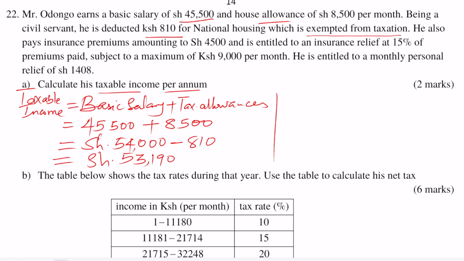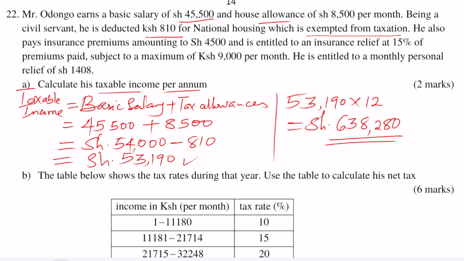But we're required to give the taxable income per annum. So what do we do to make this taxable income per annum? We simply multiply by 12 months in a year. So this will be 53,190 multiplied by 12, and this will give 638,280. So that is the taxable income per annum.